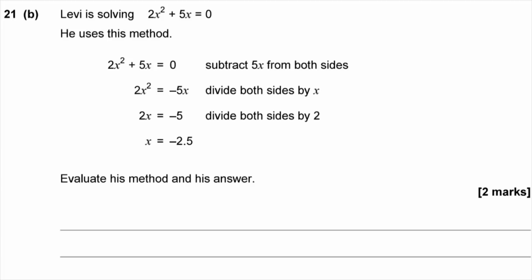Now, on the surface, it looks like a solid method, but you should never really divide through by an unknown, because you can lose values. At this point, where he divides both sides by x, he ends up losing a solution of x. So he's only got one answer, and this is a quadratic. You'd normally expect two solutions to a quadratic equation. So evaluate his answer: I'm going to say he has lost a solution.